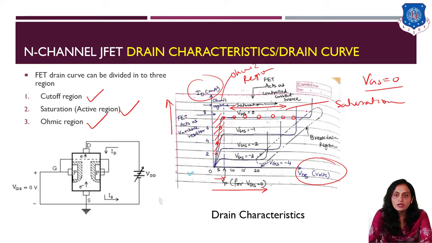Now if we have kept this VGS equal to, let's say, -1 volt, then what happens? Then we find this curve. Initially we find a small amount of current, and after that we find this constant current. So this curve is for VGS equal to -1. So this is how we are going to get different characteristics, and it is being plotted over here. In this saturation region, the FET is acting as a controlled current source.